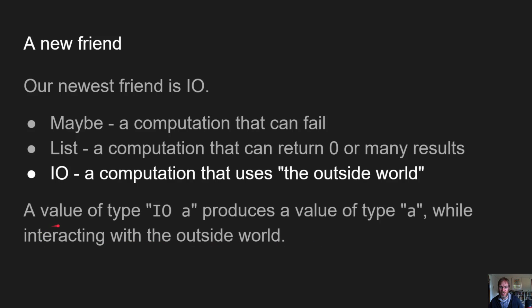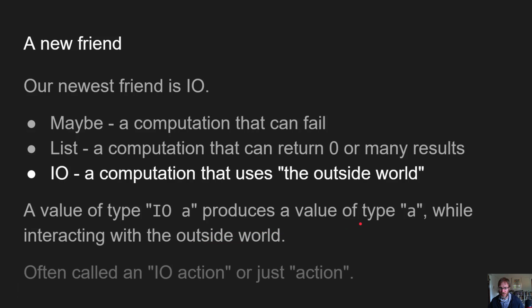So we might say that a value of type I/O(A) produces a value of type A while interacting with the outside world. That is, the I/O context comes from the side effect of interacting with the world. And we might also call this an I/O action or just an action. And the I/O is an effect.